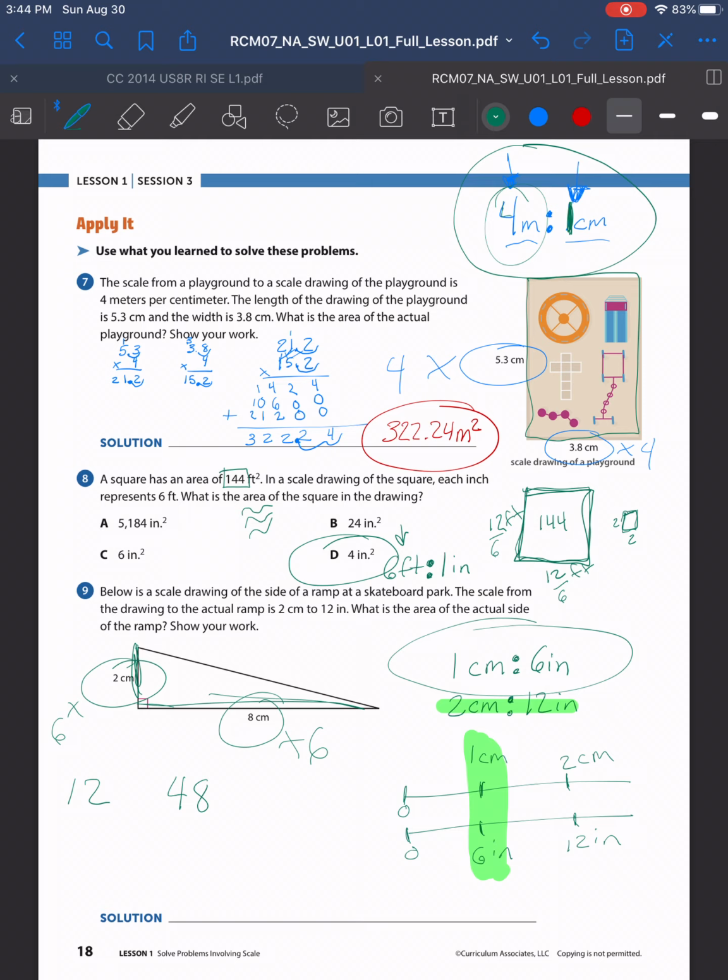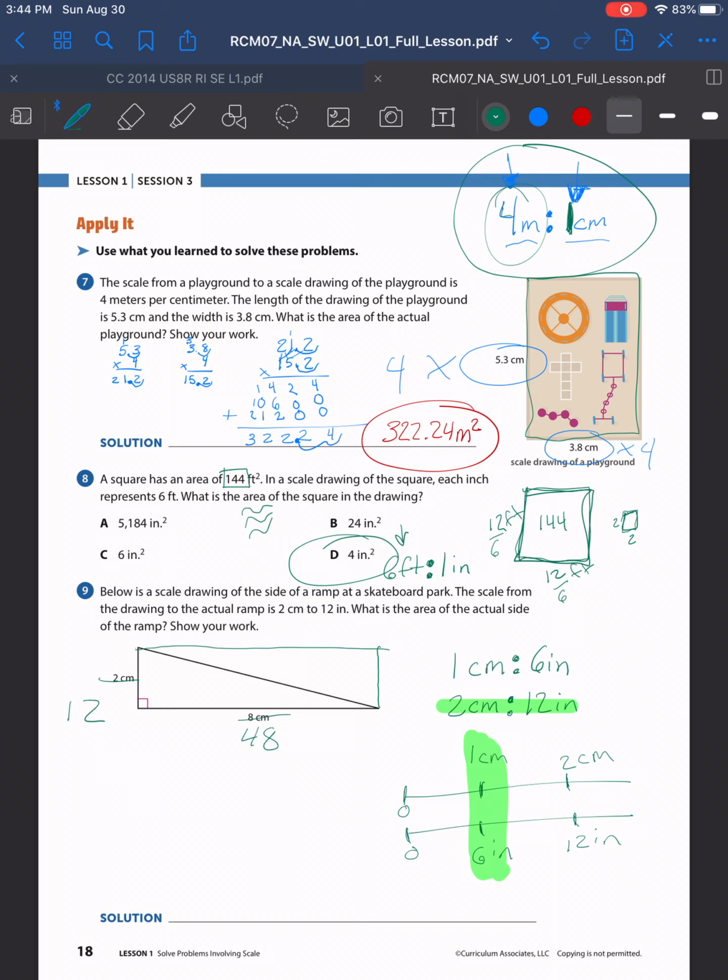So here's where we're going to have to draw that pretty little rectangle. I'm going to get rid of some of my chicken scratch here for a sec. I'm going to redraw this into a rectangle. So if I found the area of the whole thing, I'm going to rename these. This is not 2 anymore. Now this is 12. This is not 8 anymore. This is 48.